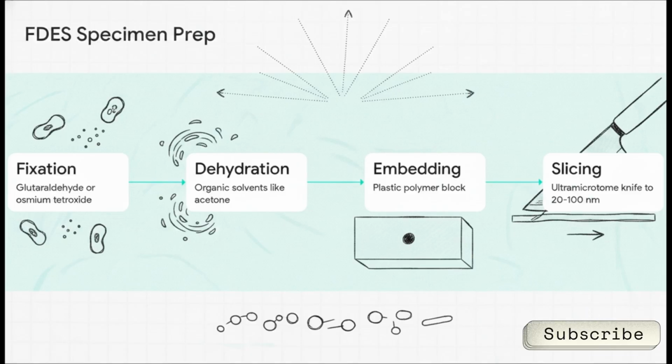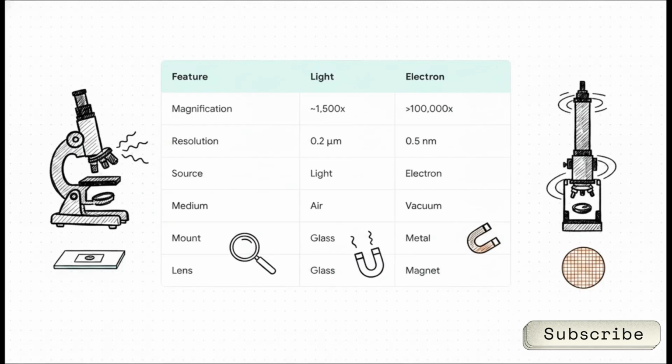F is for fixation, using glutaraldehyde. D is for dehydration, using ethanol. E is for embedding it into a really hard plastic polymer block. And S is for slicing it with an ultramicrotome knife down to an unbelievably thin 20 to 100 nanometers. So that's FDES.